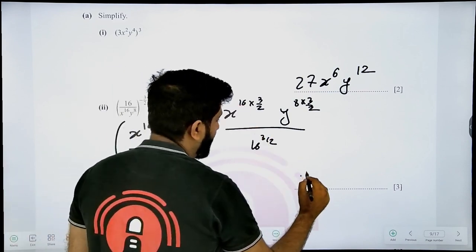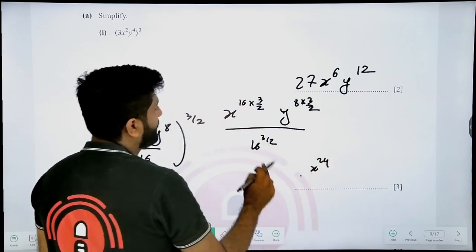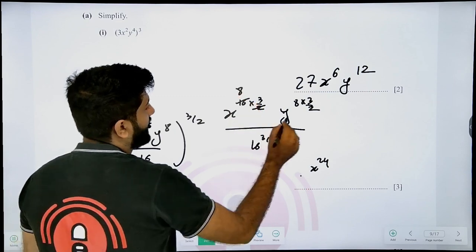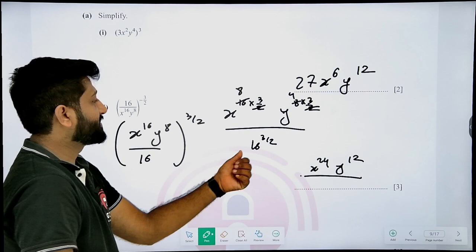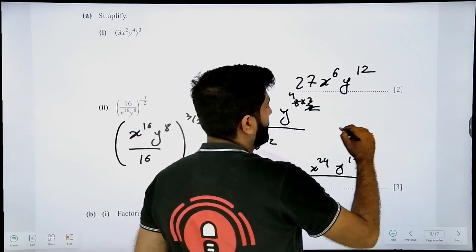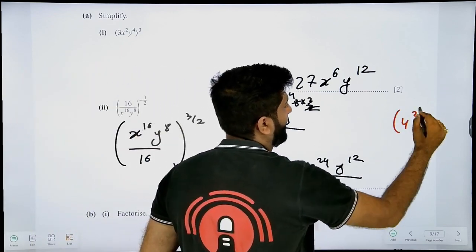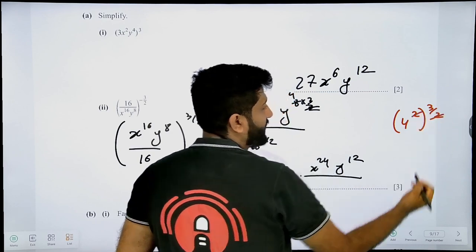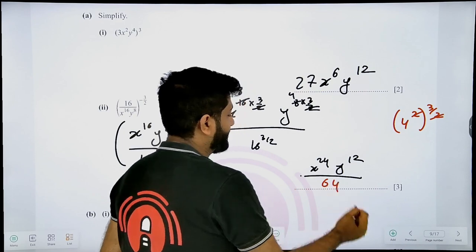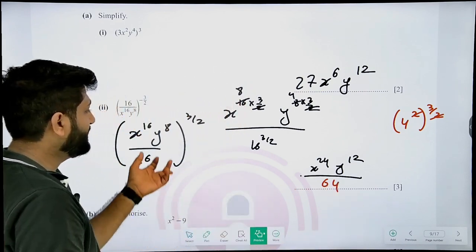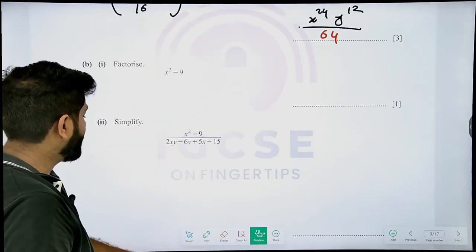So you have x power 24 into y power 12 over, this is 16 power 3 by 2. Now I know what 16 is. 16 is 4 square, power 3 by 2. So 2 and 2 will get cancelled. So 4 power 3, that is 64. This is my answer.